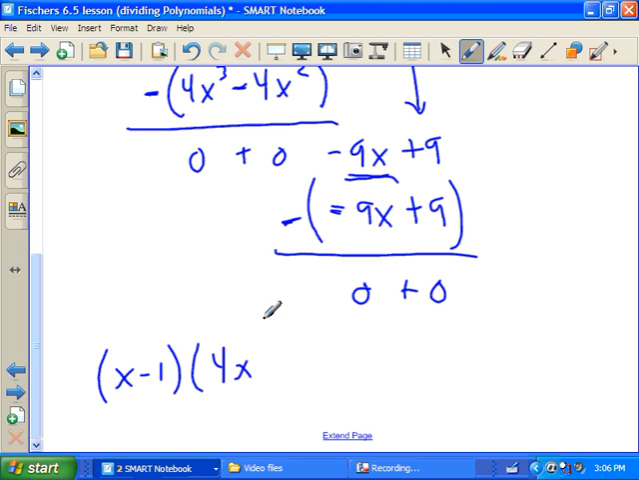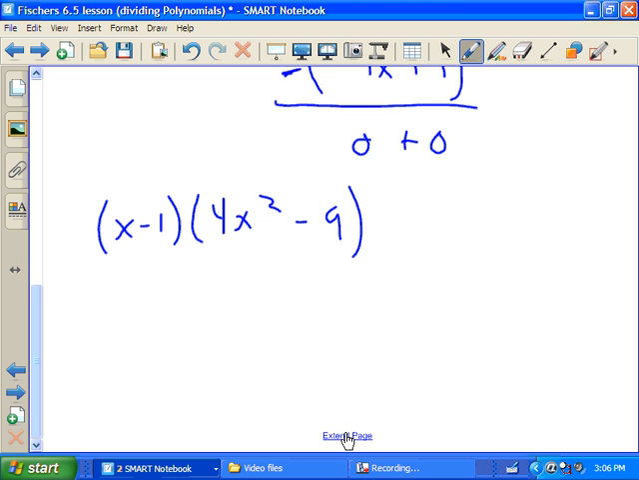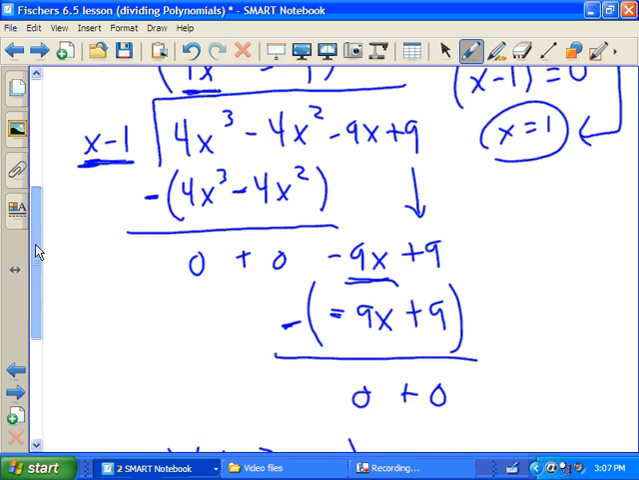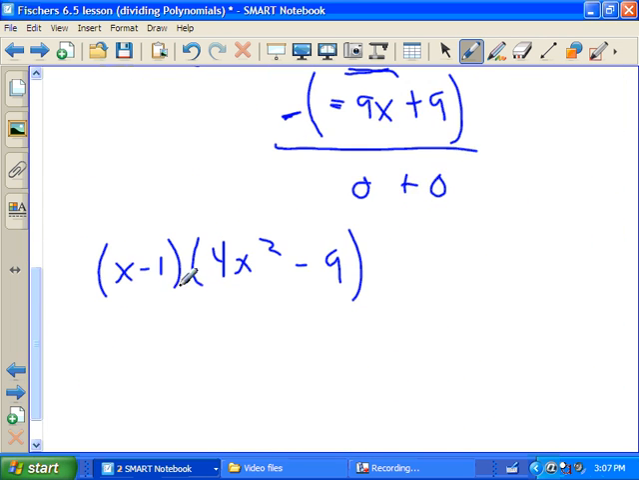4x squared minus 9. If this piece here was not factorable, then I'd be done, because all they said was factor the polynomial if f of 1 equals 0. I've divided by x minus 1.